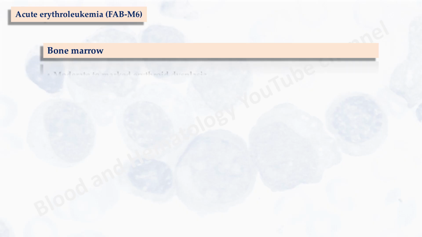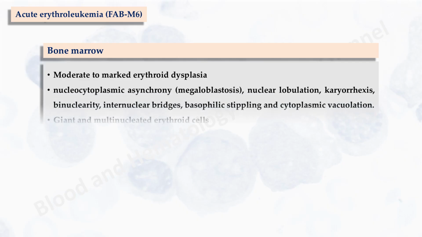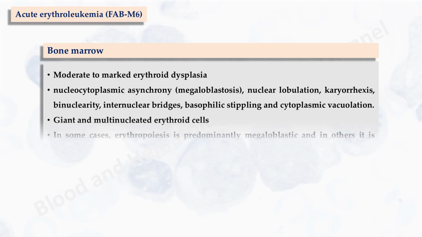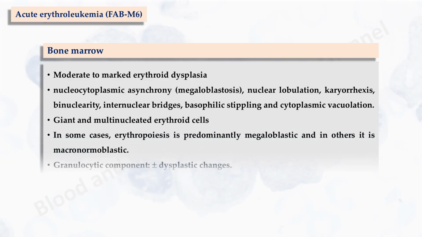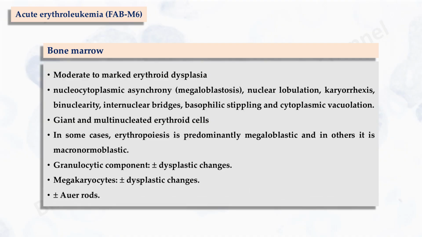In the bone marrow, moderate to marked erythroid dysplasia is particularly common, with erythroid precursors showing features such as nucleocytoplasmic asynchrony, nuclear lobulation, karyorrhexis, binuclearity, internuclear bridges, basophilic stippling and cytoplasmic vacuolation. Giant and multinucleated erythroid cells are sometimes prominent. In some cases, erythropoiesis is predominantly megaloblastic and in others, it is macronormoblastic. Dysplastic changes in granulocytic component and megakaryocytes may be present in around half of patients. Myeloblasts may show Auer rods.